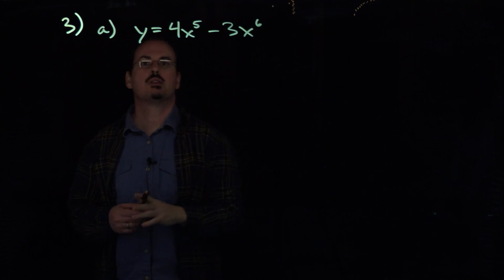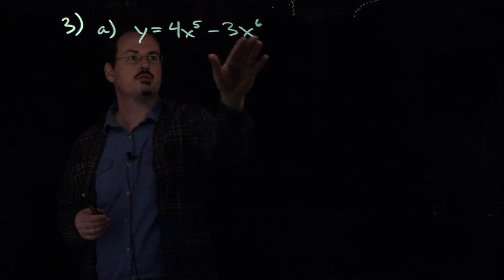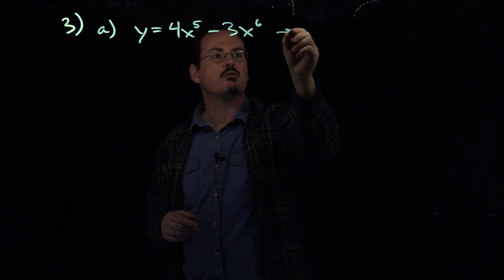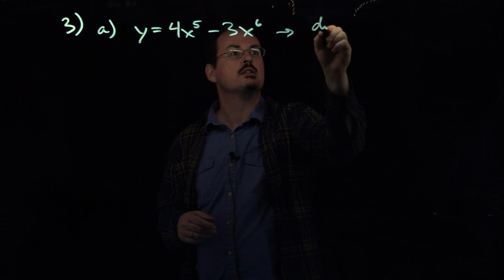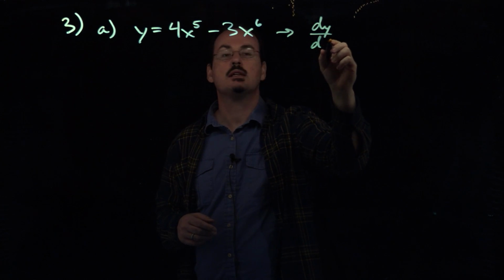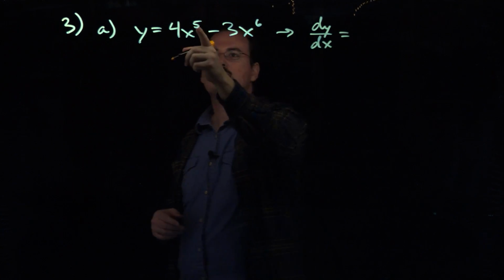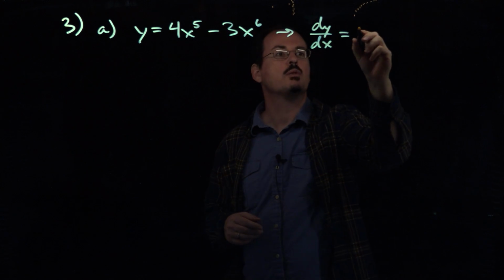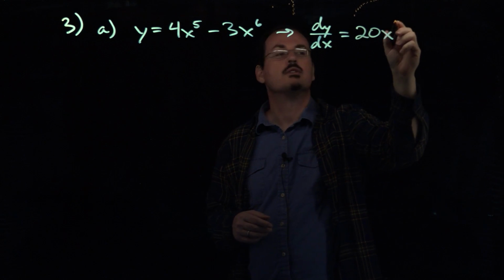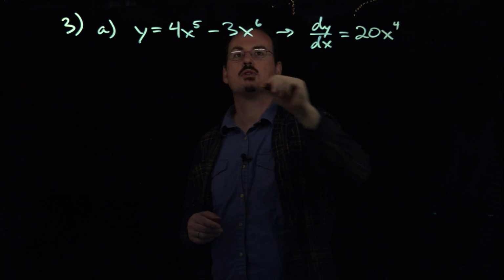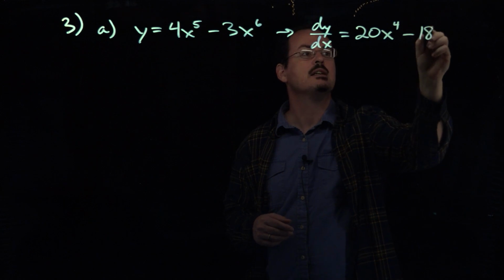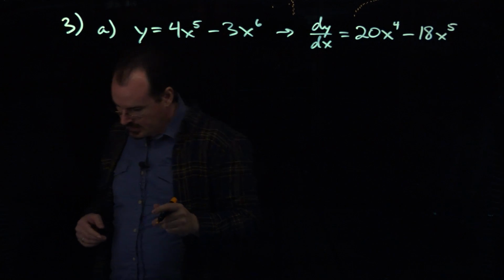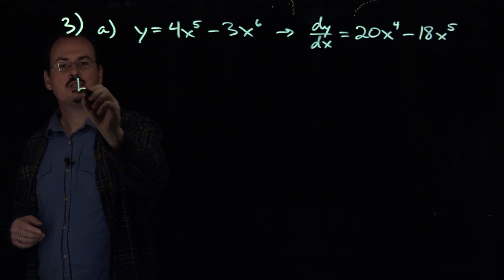And so again, the idea here is that we just take the derivatives of these two functions totally separately and just subtract the derivatives. So it's pretty straightforward for the sum and difference rules. So the derivative here, dy dx, will be equal to, basically what we did in the previous example, same thing, take the 5, multiply it by the 4, we get 20x to the 4th power. And then from here we multiply the 6 by the 3, get minus 18x to the 5th power. So that's A.